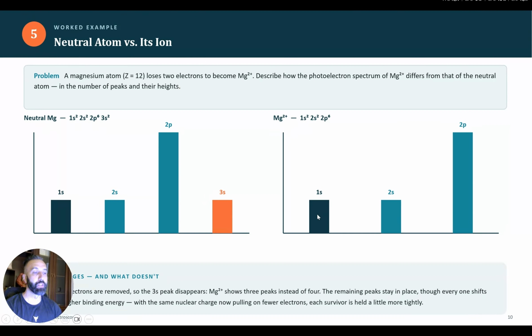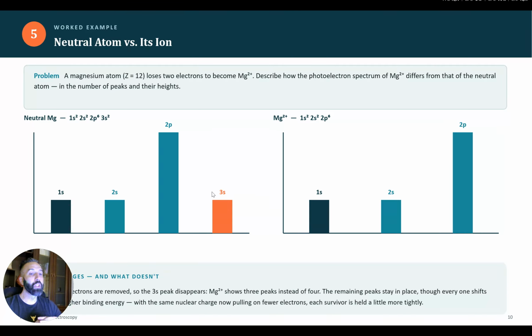So it's going to be 1s2, 2s2, 2p6. However, the remaining peaks, as it says here, stay in one place, though all of them shift to the higher binding energy. What does that mean? Well, the fact that you have fewer electrons here means that the electrons are unable to shield each other as well as they shield each other here.